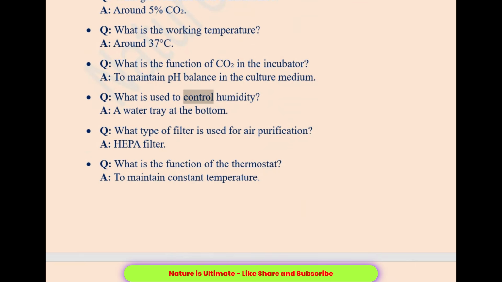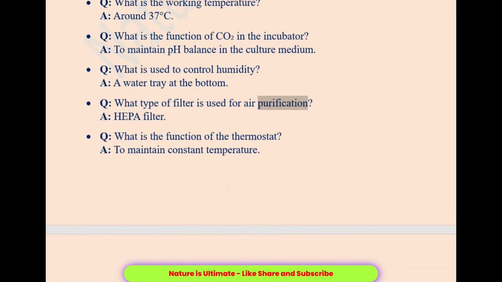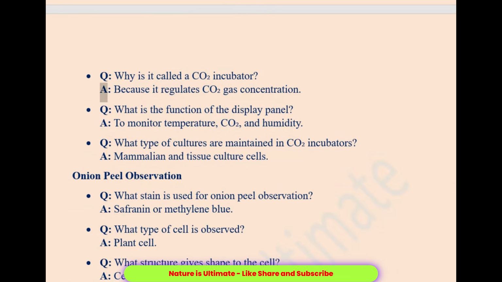Q. What is used to control humidity? A. A water tray at the bottom. Q. What type of filter is used for air purification? A. HEPA filter. Q. What is the function of the thermostat? A. To maintain constant temperature. Q. Why is it called a CO2 incubator? A. Because it regulates CO2 gas concentration.